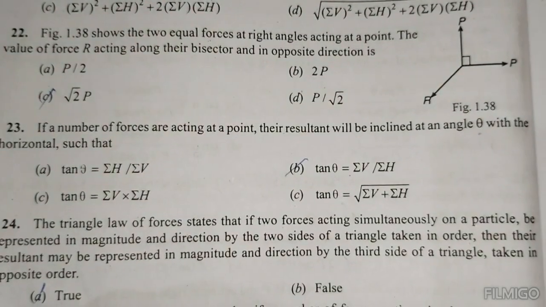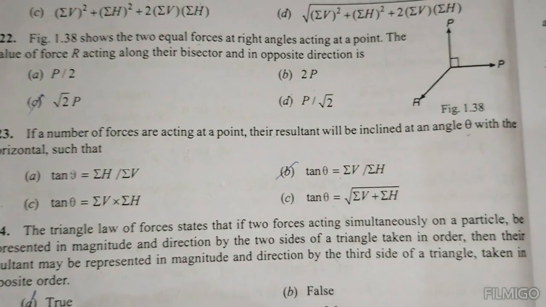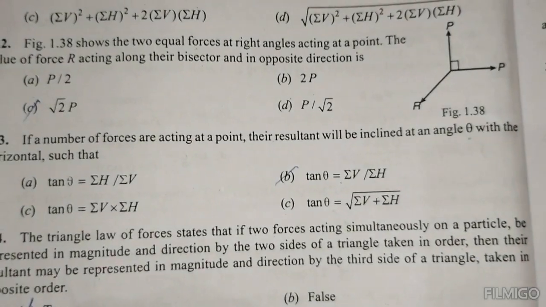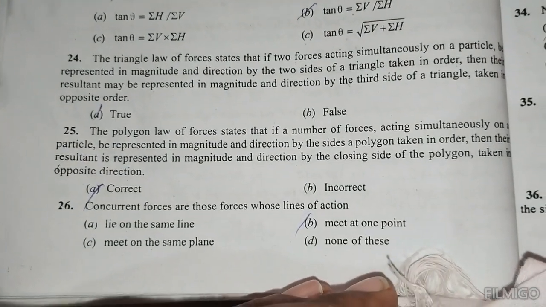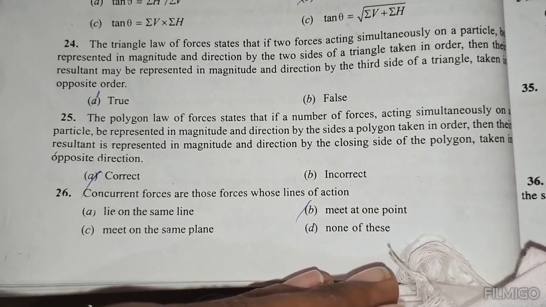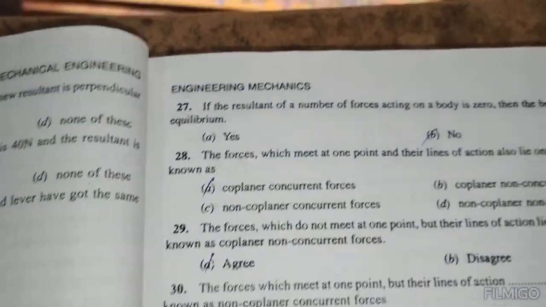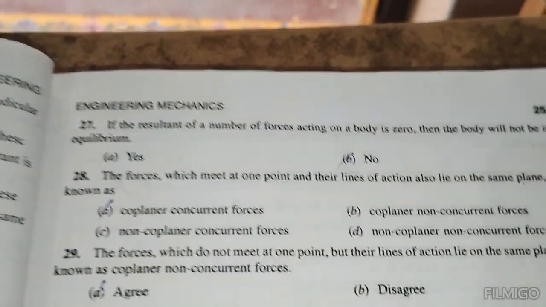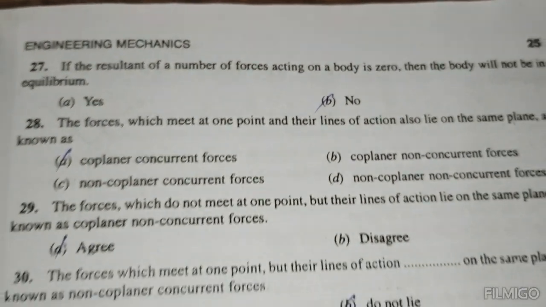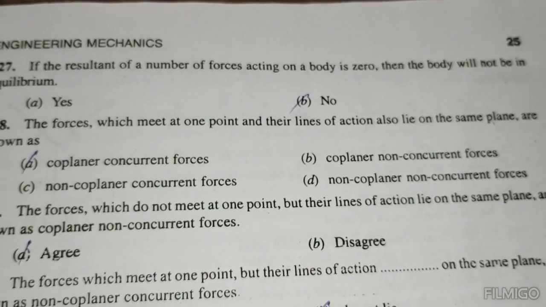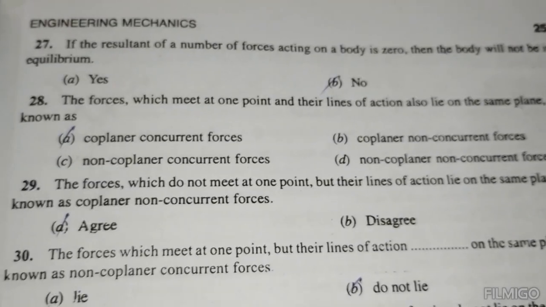For a number of forces acting at a point, the resultant is inclined at an angle theta to the horizontal such that tan theta equals sigma V by sigma H. This is correct. Concurrent forces are those forces whose lines of action meet at one point. If the resultant of a number of forces acting on a body is 0, then the body will not be in equilibrium. No.